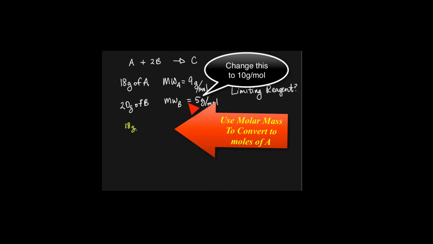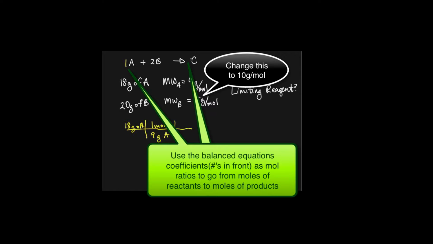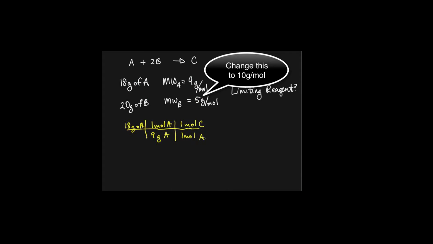So if I start with 18 grams of A, whatever A is, I know it's 9 grams for 1 mole of A. And we're going to have to go all the way to the products. So I'm doing step 1 and 2 in the same stoichiometric procession of events. So I know with this balanced equation, for every 1 mole of A, there's 1 mole of C. So I can go from reactant to product just by doing this. These will cancel. And now I get 2 moles of C.